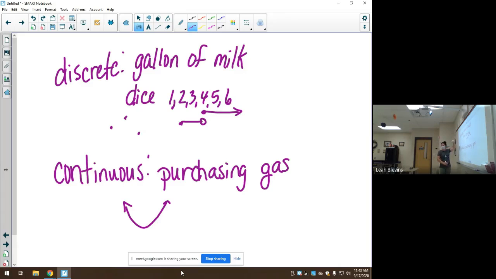You're buying this much pie for this price. You're buying this many gallons of milk for this amount of money. You're rolling the dice this number of times and getting this outcome. Continuous is you can get any amount you want. You don't just go buy a gallon of gas. You squeeze it and you stop it when your car is full. And however much goes in is how much you pay for it.